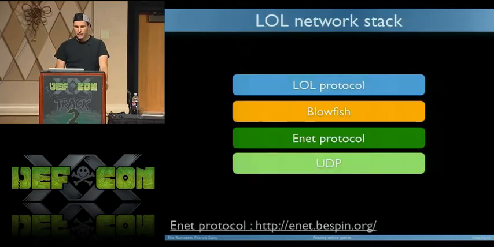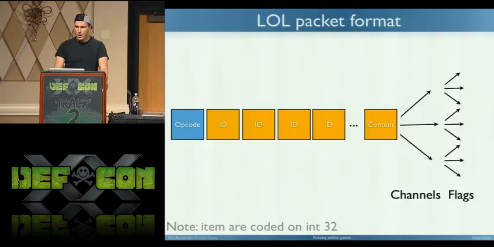On the other side, League of Legends uses something completely different. They use UDP, and on top of that, they use ENet, which is a reliable connection on top of UDP. On top of that, they have Blowfish. And on top of that, they have a League of Legends protocol, their own custom protocol, which is the thing you care deeply about. ENet is just a way to multiplex.